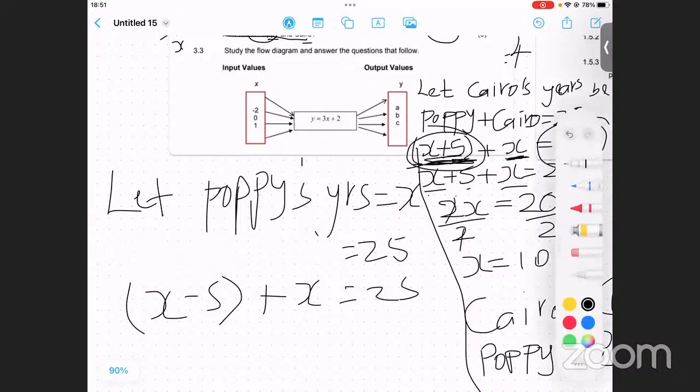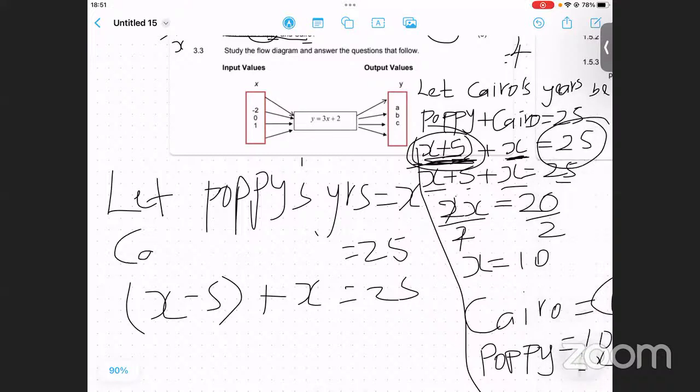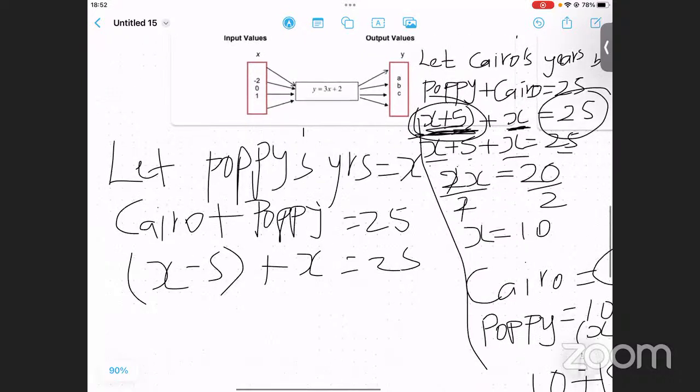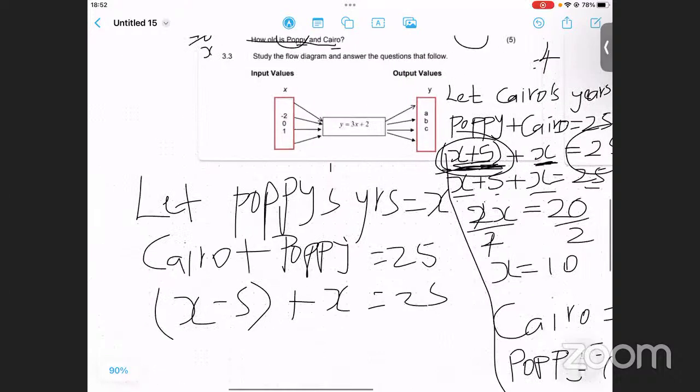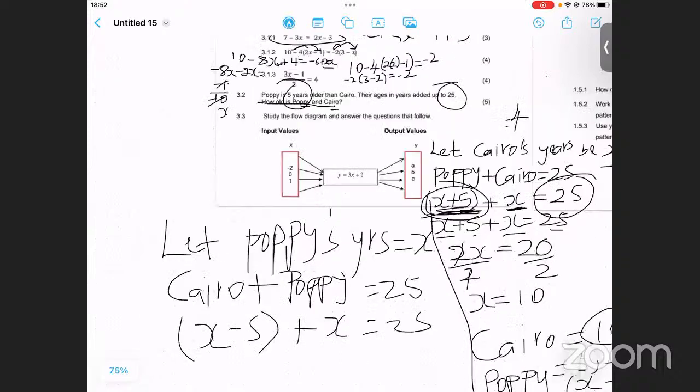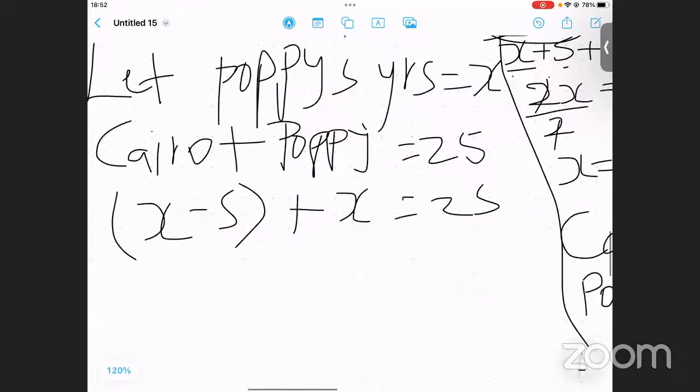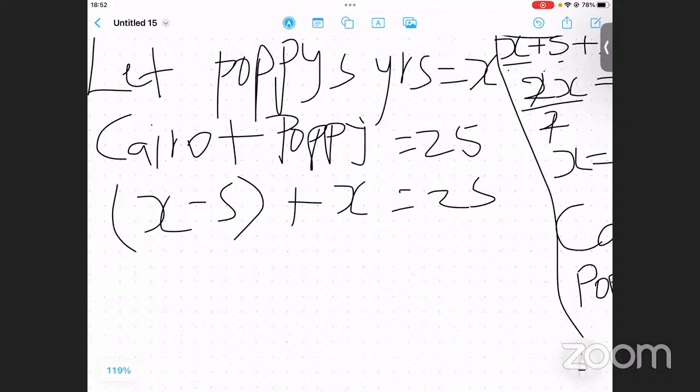So this is Cairo. This is Poppy. Okay, cool. Because Cairo is 5 years younger than Poppy, because Poppy is 5 years older. Okay, cool. And what do we do next? You said 2x is equal to 25 minus 5.